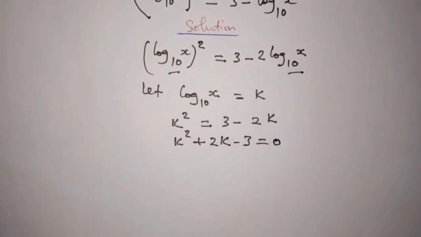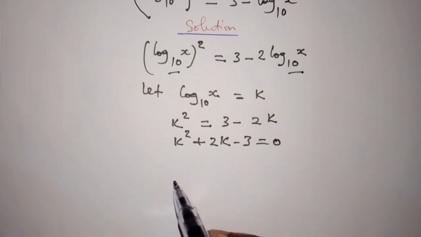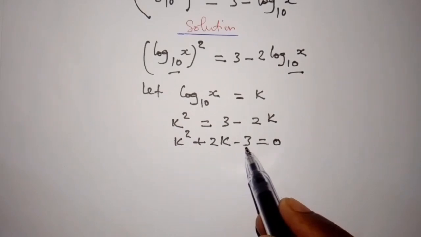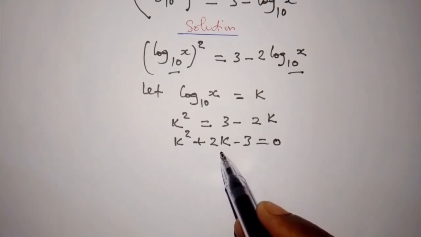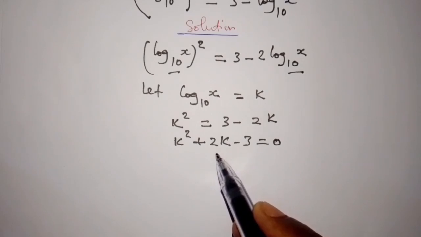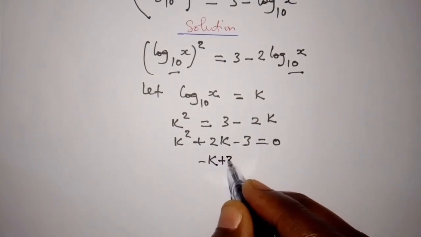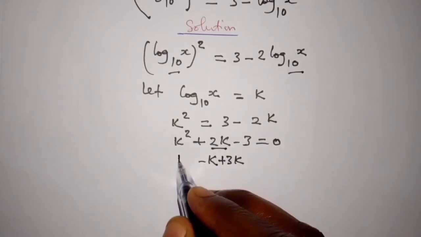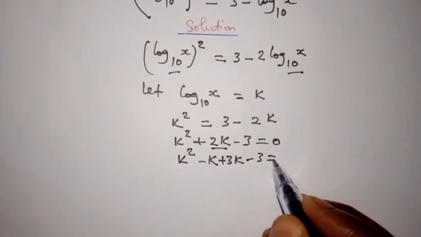Now we have a quadratic equation, and now we can solve it by the factorizing method. So we multiply 1 times negative 3, it gives us negative 3. The two numbers which we can add together to give us 2k are negative k plus 3k will give us 2k here. So we can express this as k squared minus k plus 3k minus 3 is equal to 0.